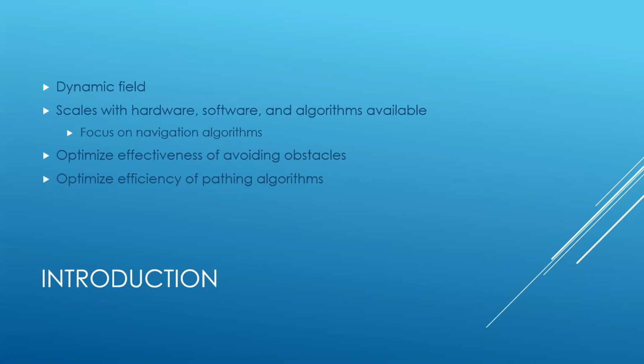UAV autonomous navigation is a growing dynamic field, which is greatly impacted by any improvements in efficiency. The ability of a UAV to perform adequately scales with the hardware, software, and algorithms available to the field. This study will focus on the algorithms as they apply to navigation. The aspects of autonomous navigation that must be optimized to the highest degree include the effectiveness of avoiding obstacles and efficiency of path generation without inputs from an external source.